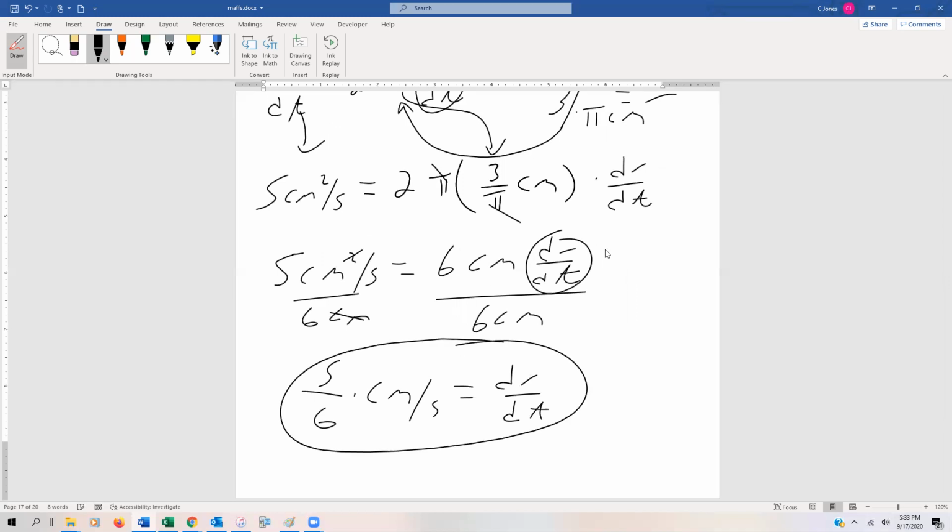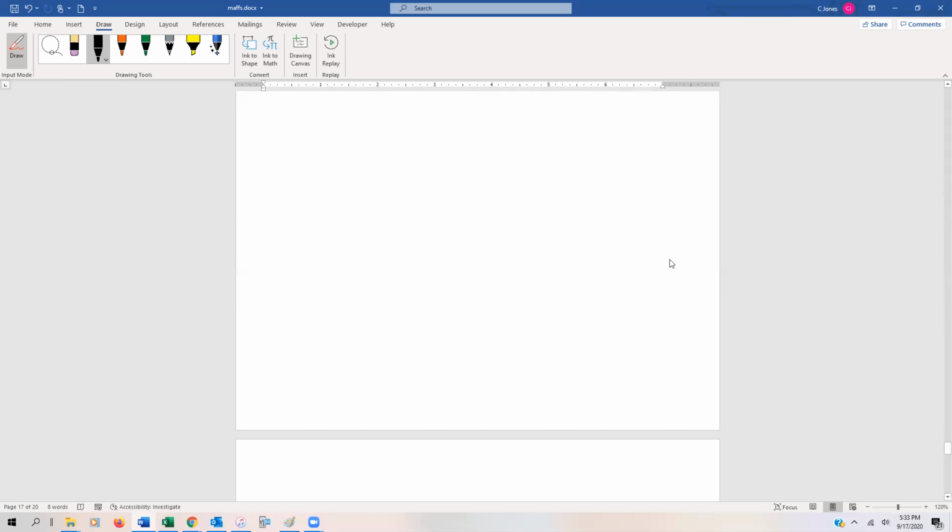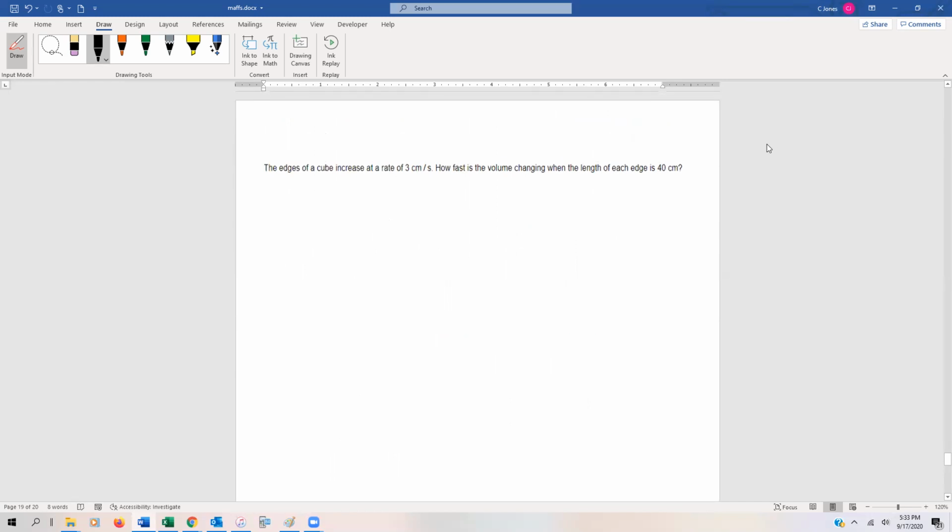All right, another example. The edges of a cube increase at a rate of 3 centimeters per second. How fast is the volume changing when the length of each edge is 40 centimeters? This is actually a pretty straightforward problem. We have a cube, and the volume of any cube is the side cubed, which is why it's called a cube. We know the edges increase, and we want to know how fast the volume is changing, so we're just going to find the derivative.